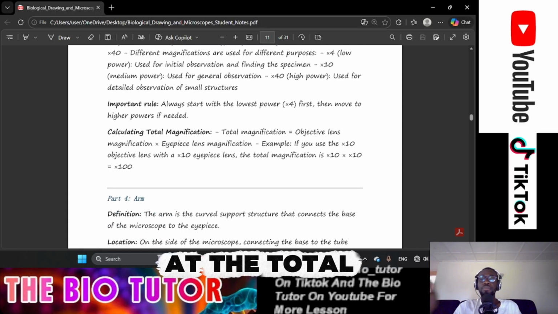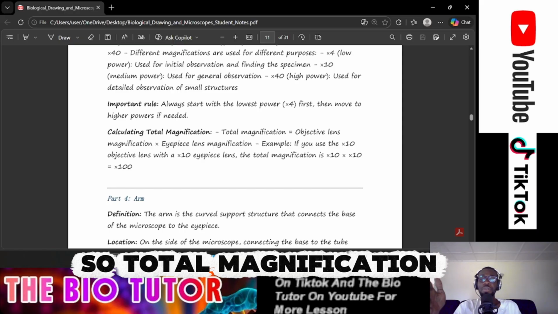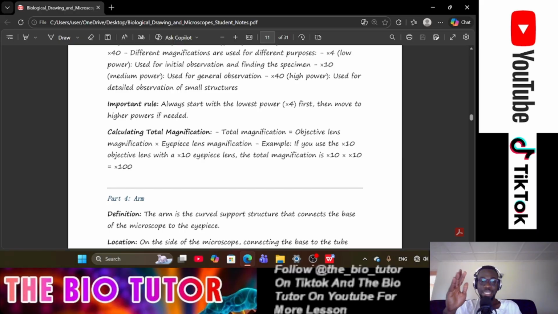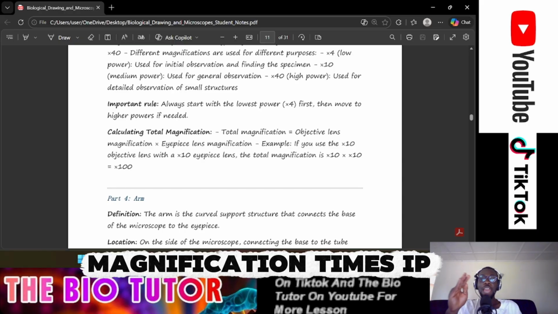Okay, let's look at the total magnification. So total magnification is equal to objective lens magnification times eyepiece lens magnification.